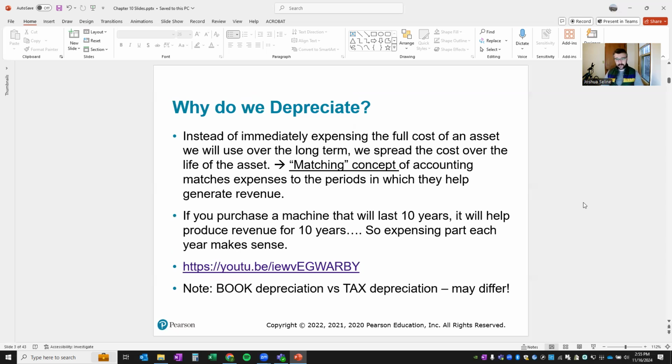Book depreciation versus tax depreciation can be different, especially depending on the industry that you're in. But it's the matching principle, right? You try to match income with expenses, and it becomes a timing issue.